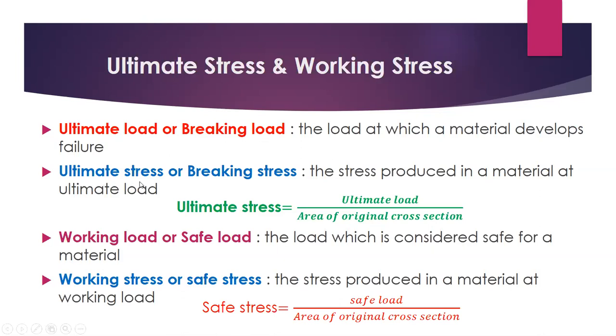So what is ultimate stress or breaking stress? It is the stress produced in a material at the ultimate load. When you apply the ultimate load, a stress is produced internally in the body. That is known as the ultimate stress or breaking stress. Ultimate stress can be calculated as the ultimate load divided by the area of cross section. That is the mathematical equation for finding ultimate stress.